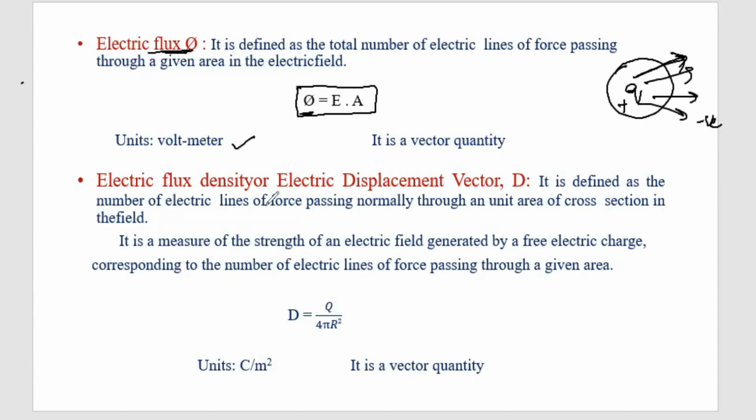And next definition, electric flux density, which is also having another name, electric displacement vector. It is represented with letter D. So this electric displacement vector is defined as the electric field lines passing normally through a unit area of cross section. So D can be defined as the charge per area. The surface area of the sphere is 4 pi r square. So D can be written as Q by 4 pi r square. The unit of the charge is Coulomb and unit of the area is meter square. So Coulomb per meter square.